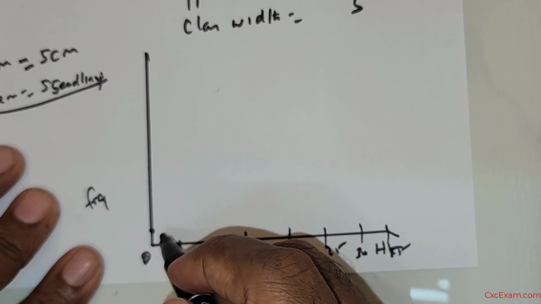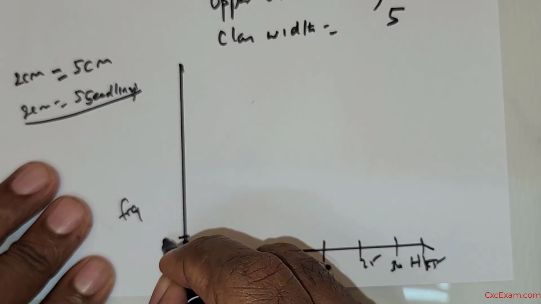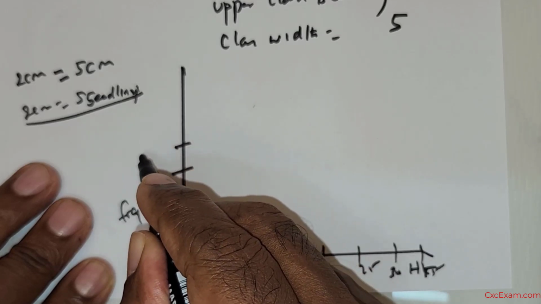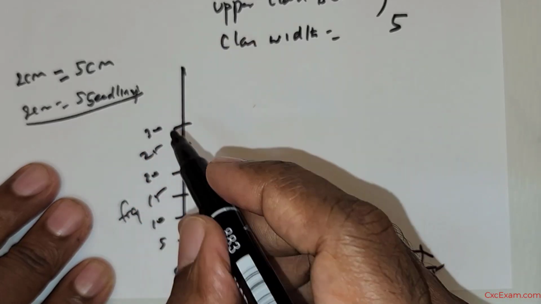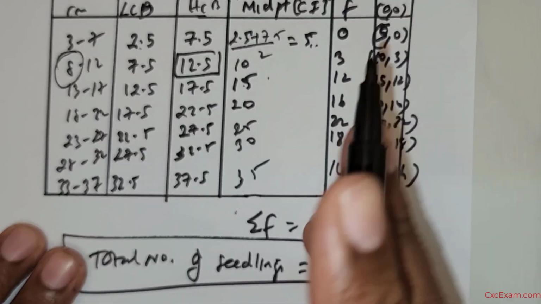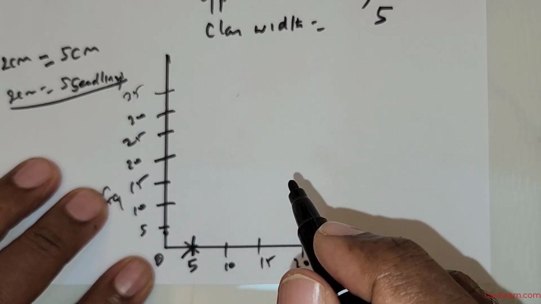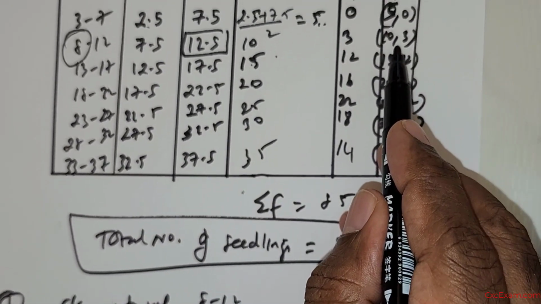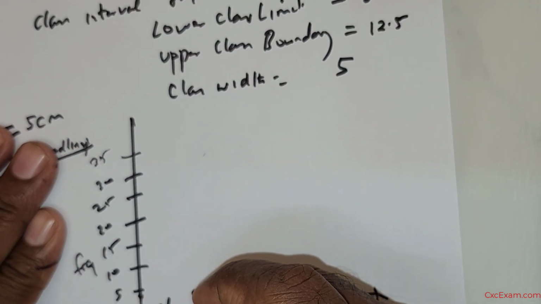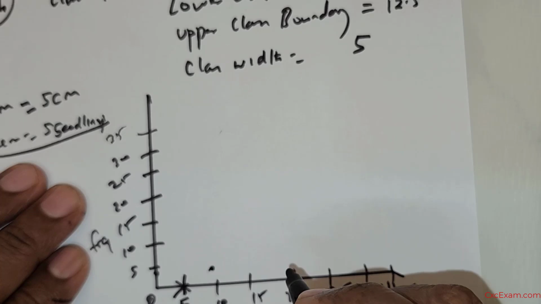Now frequency, 2 cm is 5 seedlings. So this is 5, 10, 15, 20, 25, 30, 35. Okay, so go back to the table. 5 centimeter, how many seedlings are there? None. So cross it. And 10 centimeter, how many seedlings are there? 3. So this would be over here. You don't have to be all that accurate. You just give an approximation.